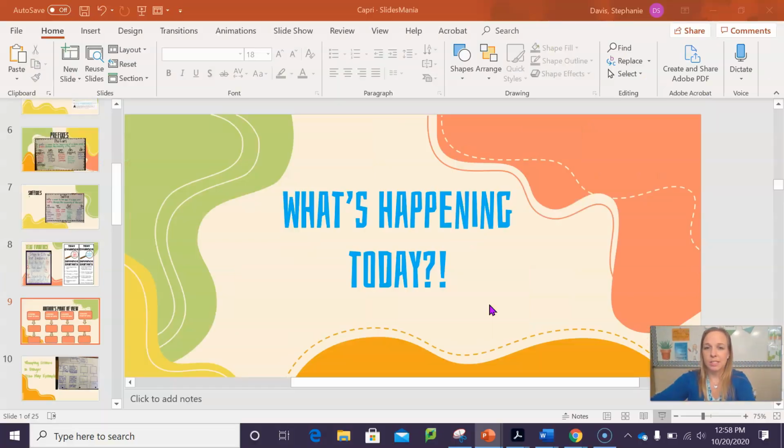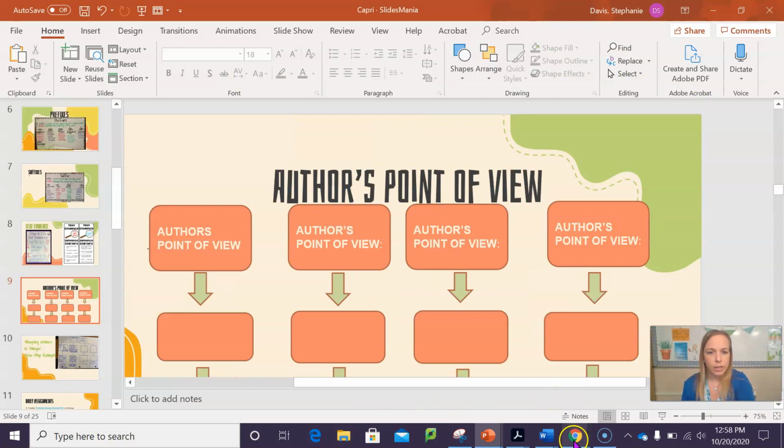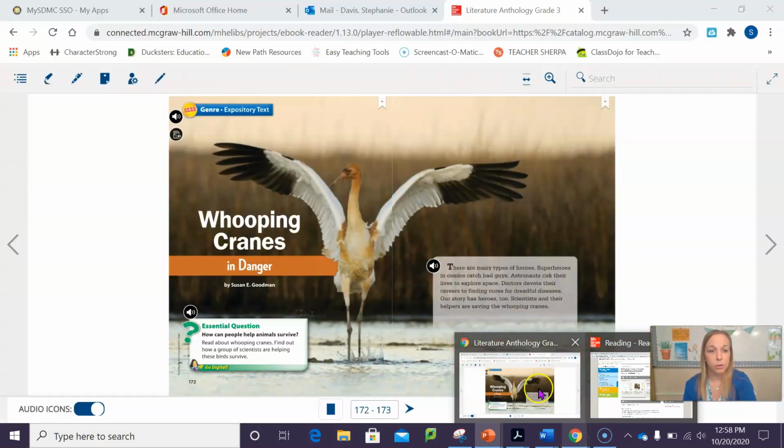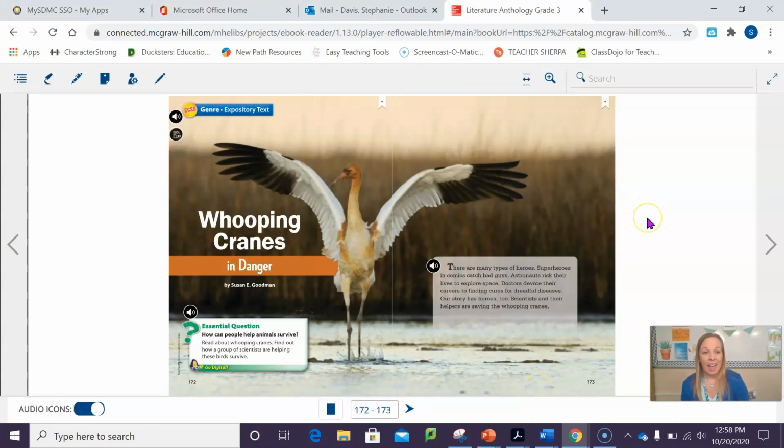So you're going to watch Mrs. Davis go ahead and read a couple minutes of a story called The Whooping Cranes. And as you read along with me, we are going to think of, what does the author want us to know here? What does the author think about whooping cranes in danger? Because we know when we are identifying author's point of view, the title or the headings really help us identify the author's point of view.